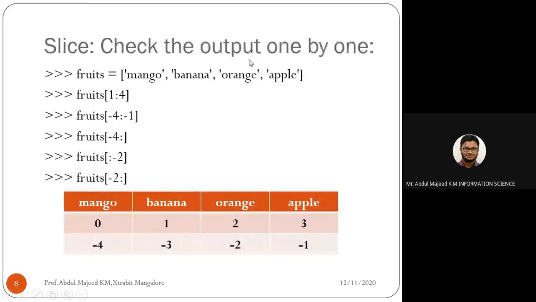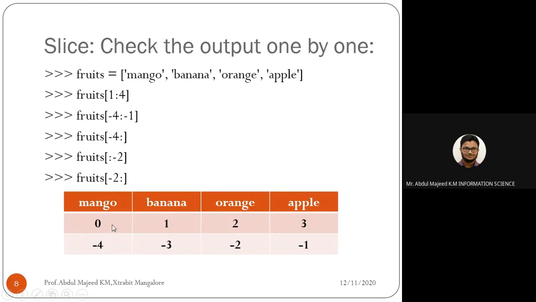Now you can also perform the slice operation with respect to a list. This one we have done with strings. In the same way we can use a list for slice operation. Here I created a list called fruits with the four elements: mango, banana, orange, and apple. Then I am performing the slice of 1:4. That means I want to get a piece of the list from the first index till the fourth, but the fourth element will be excluded.